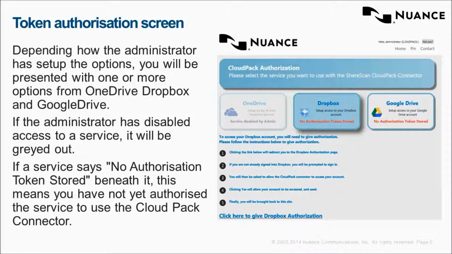Just wanted to quickly show you the token authorization screen. This is what a user will see when they go and authorize a specific application. So depending on how the administrator has set up the options, you'll be presented with one or more options from OneDrive, DropBox, and Google Drive.